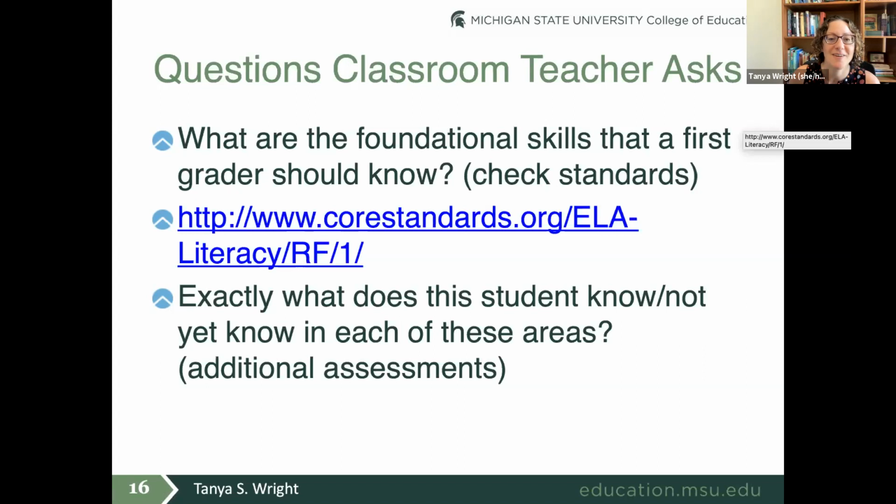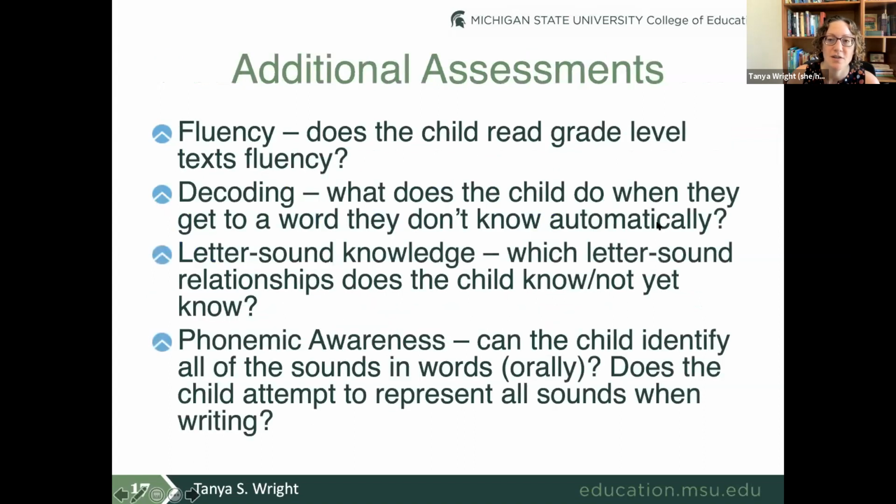And then we're going to have to figure out exactly what the student knows and doesn't yet know about each of these areas, right? Which means that we're going to have additional assessments that the classroom teacher can do. So I am not going to pick out a list of assessments, but I am going to pick out questions that we could figure out by observing what kids do or using some informal assessments in the classroom. So foundational skills means a lot of things.